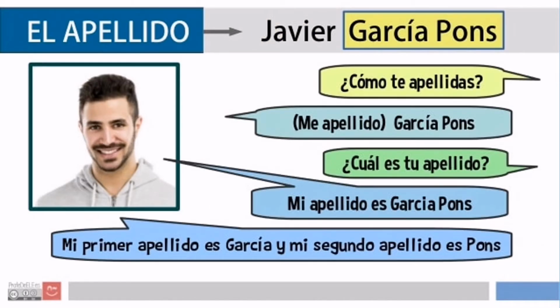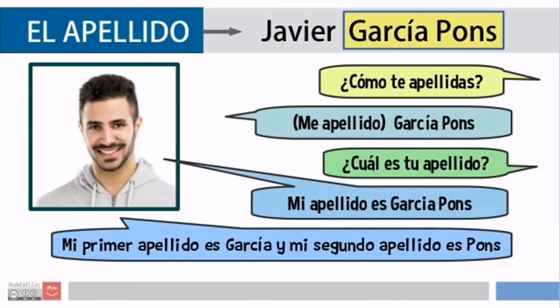Now, when it comes to el apellido, which is the last name, how do we ask this question? We say, ¿Cómo te apellidas? Which means, what's your last name? And he's going to answer, Me apellido Garcia Pons. Or you can just say Garcia Pons. So he's saying, my last name is Garcia Pons, or just Garcia Pons.